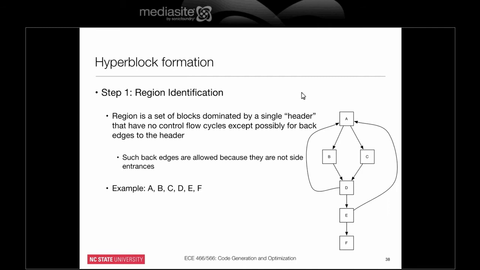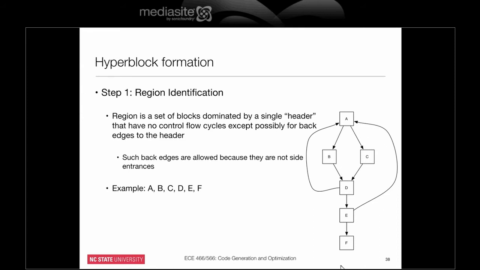That brings us to the first step of hyperblock formation, which is region identification. A region for a hyperblock is a set of blocks dominated by a single header that have no control flow cycles, except possibly for back edges to the header. Back edges are allowed because they're not side entrances, they're just side exits, and side exits are perfectly fine.